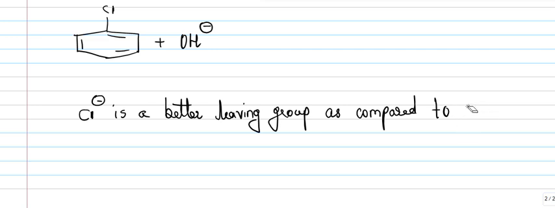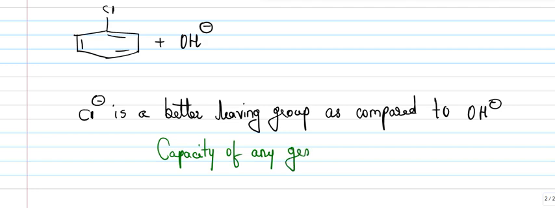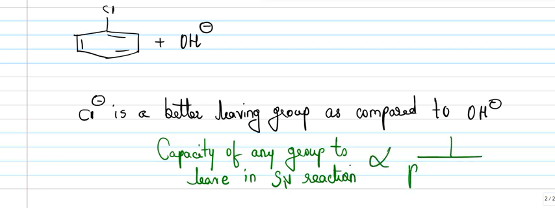How do you think you can understand the leaving capacity of any group? A simple understanding once again is that the capacity of any group to leave in SN reaction is inversely proportional to its basicity. So here we find that a stronger base would be a weaker leaving group. That's how it is.